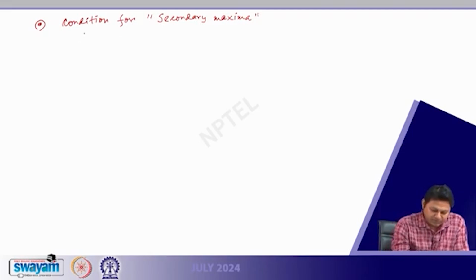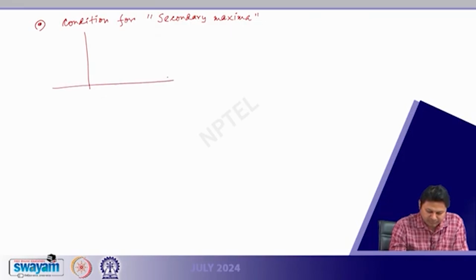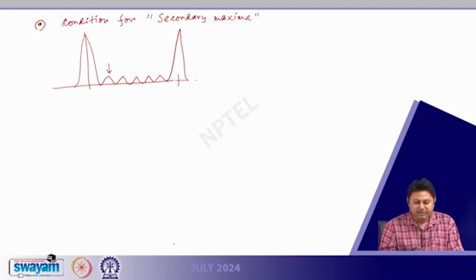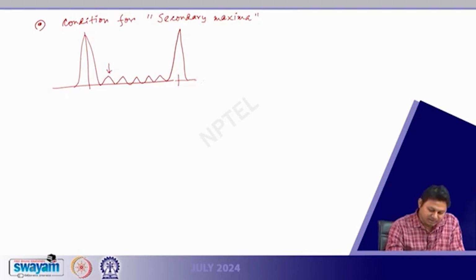So essentially what we try to find is, we have two principal maxima sitting here, and then we have the secondary maxima in between. We try to find out the condition for these secondary maxima. These are the principal maxima and these are the secondary maxima, and there is a distribution over theta. We try to find out the value of theta for which I am going to get these peaks.